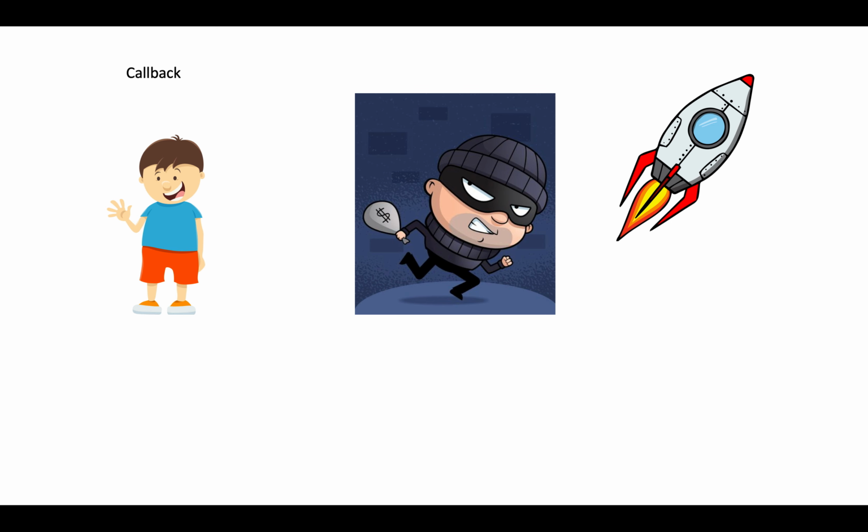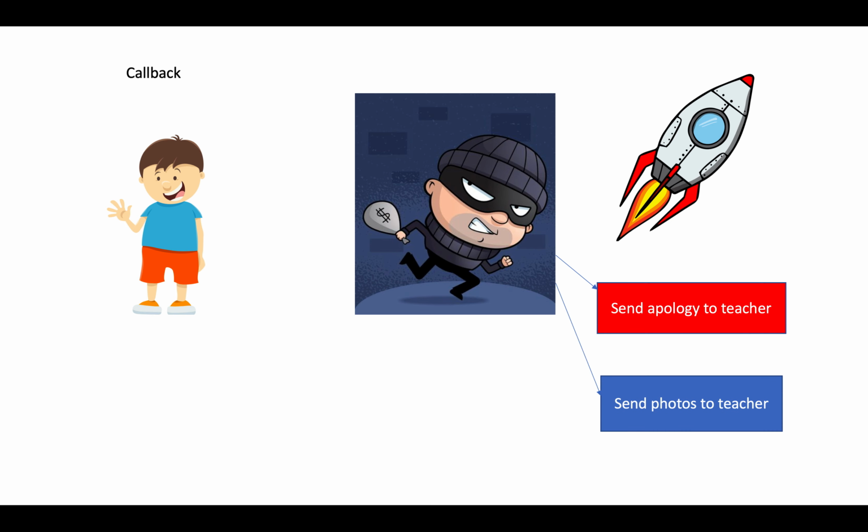jQuery said, of course I can. So what should I do after launching the rocket? jQuery asked. Tom said, if the launching is successful, then you need to send photos to my teacher. If it is not successful, you need to send an apology letter to my teacher. jQuery said, okay, of course, I can do it. So Tom prepared two functions, one for error handling, one for success handling, to the third-party library. So it's not about jQuery, it can be any third-party library or any code which you don't know.